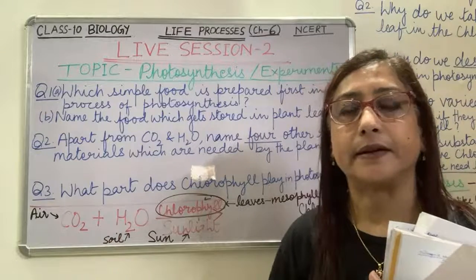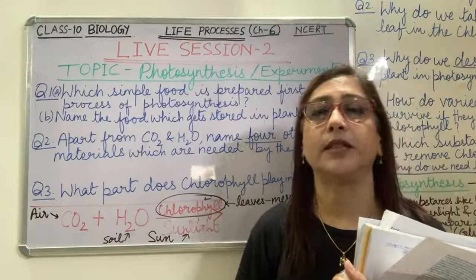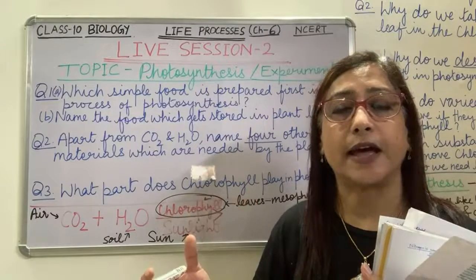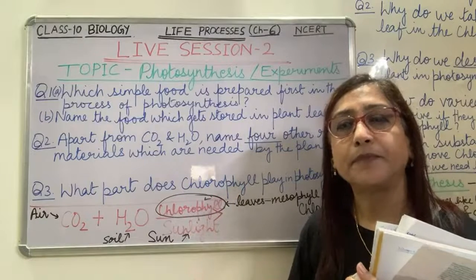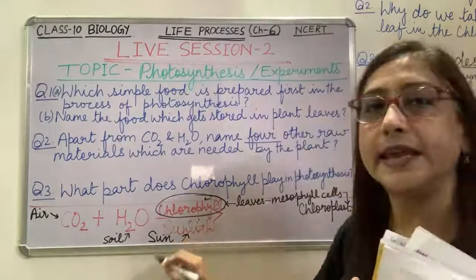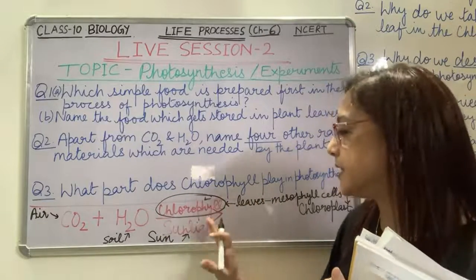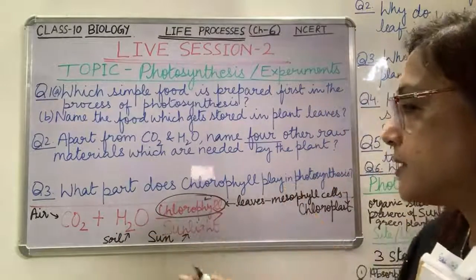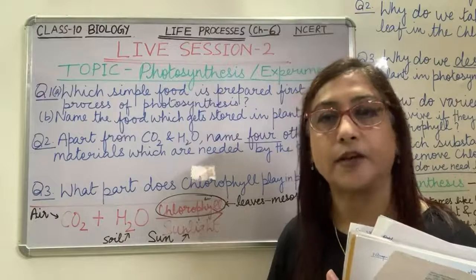It can also take place there, but the rate of photosynthesis depends on the intensity of light and the quality of light. So it can take place even in the light of a bulb or a tube light, but the rate of photosynthesis will differ. So here we only consider for class 10 the sunlight. So photosynthesis takes place in the sunlight, and we get the sunlight from the sun. So this is the answer to your second question of the NCERT book, page 101.